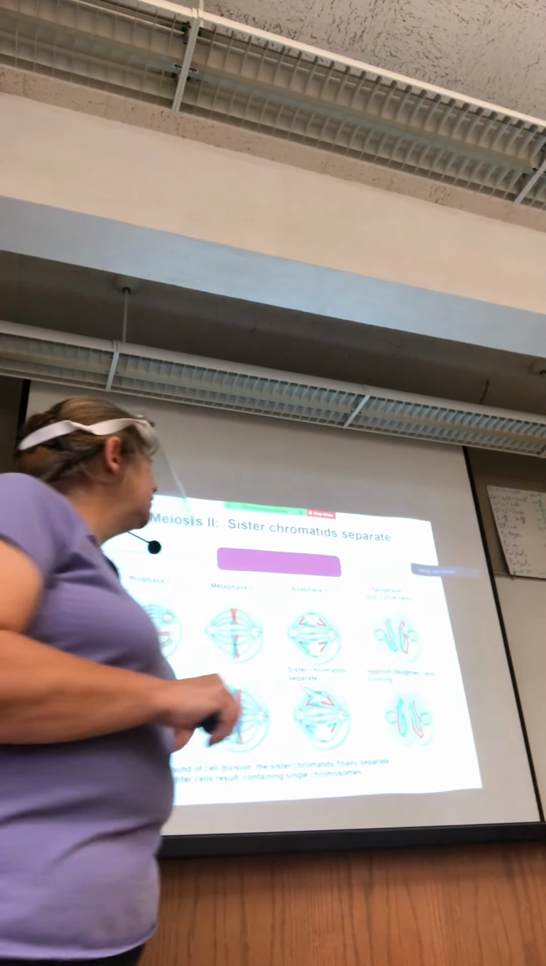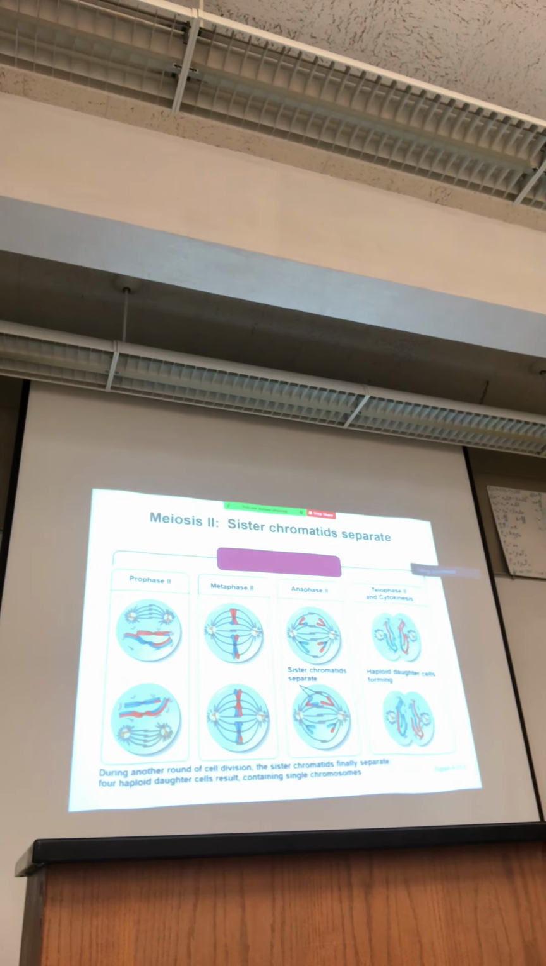Then telophase 2 and cytokinesis: again, the nuclear envelope reforms, the chromosomes decondense, and usually you have cytokinesis, usually the cell divides. And this is more accurately depicting what happens in animal cells than in plant cells.